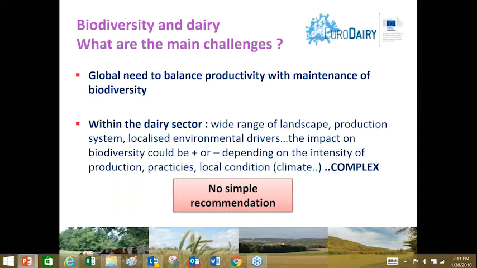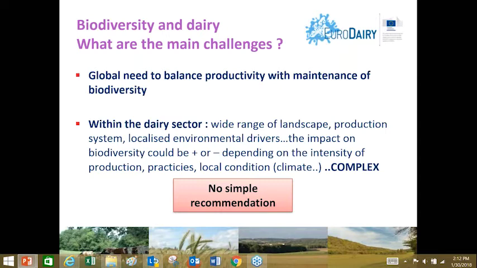And now to take a step back and try to have a global view regarding biodiversity and dairy, what are the main challenges? The main global challenge is that there is a global need to balance productivity with maintenance of biodiversity. What I mean by that is that the world needs milk. So dairy farmers need to produce milk efficiently. They have to produce it in an efficient way, but they also need to maintain biodiversity. And sometimes there is a contradiction between the highly productive farming system and the maintenance of biodiversity. So the challenge is to try and find the balance between the two.